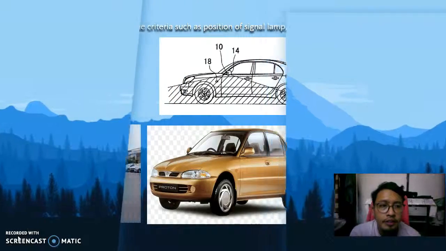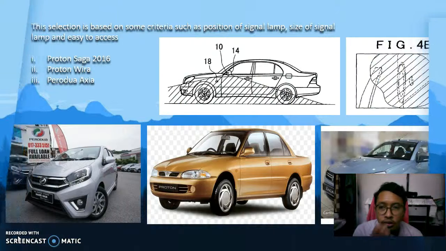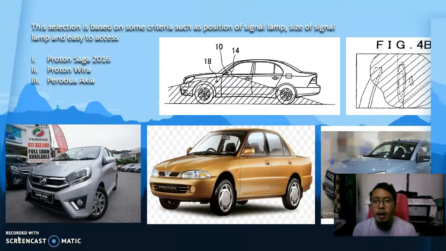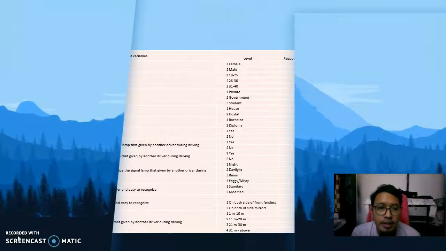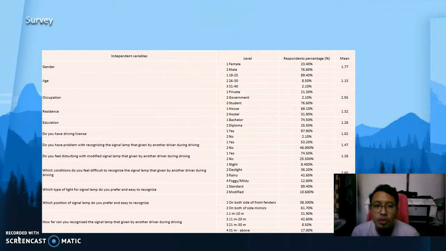Thank you. We have selected three different cars consisting of Proton Saga 2016, Proton Wira, and Perodua Axia based on some criteria such as position of signal lamp, size of signal lamp, and ease of access. Next slide is the survey.